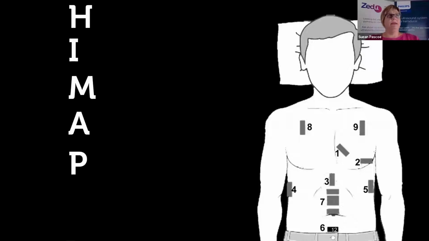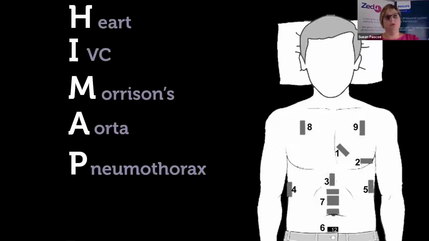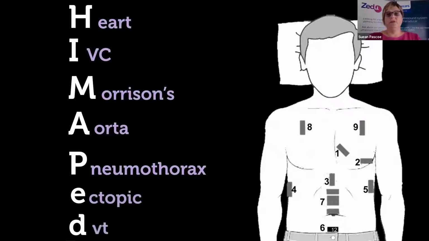His RUSH exam is defined by the sequence of the views. So he came up with this HIMAP because first of all, you look at the heart, then you look at the IVC, you look at Morrison's or the FAST exam, you look at the aorta, and you look for pneumothorax. So it was pulling all those protocols together to come up with this HIMAP. And in more recent times, it's been labelled HIMAP ED, and the E is to look for ectopic and the D looking for DVT.